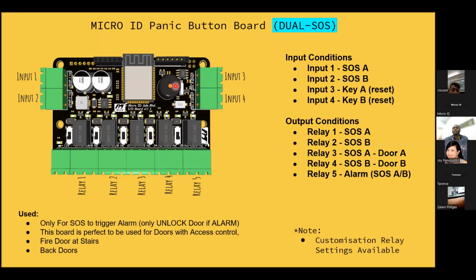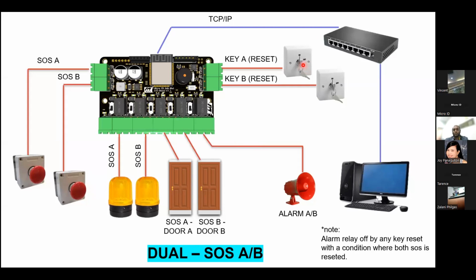Dual SOS means one board can be used for two buttons. But in this case, we don't have the fire trigger anymore. We have both, but there's no push button for door release, and all of them are key set to reset only. That means when they press the button, the alarm triggers and the door releases, straightforward. So the two door setup has a limitation for this purpose.